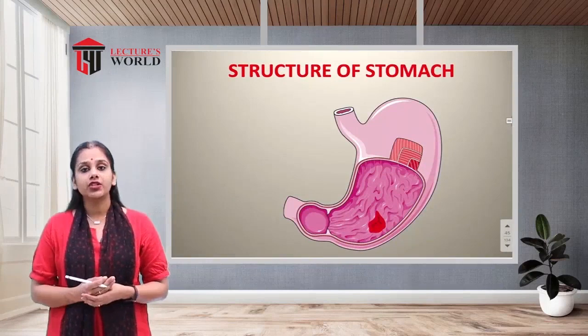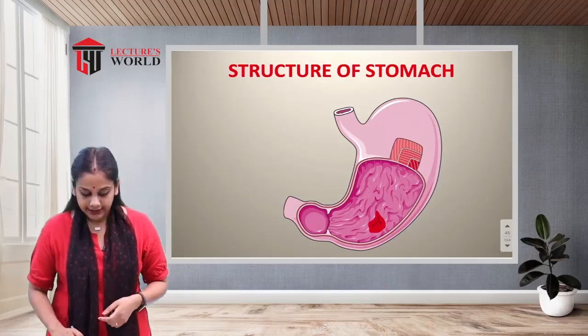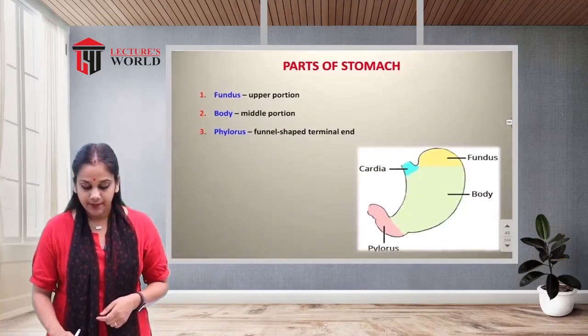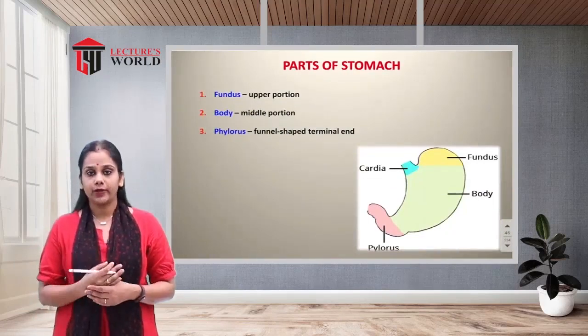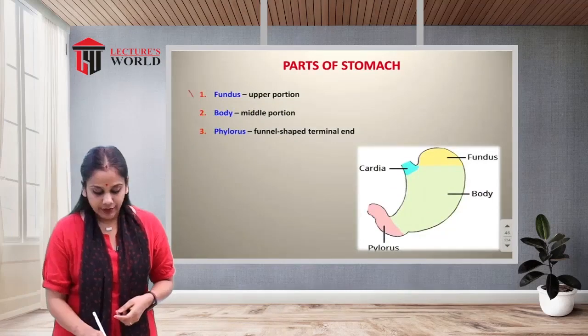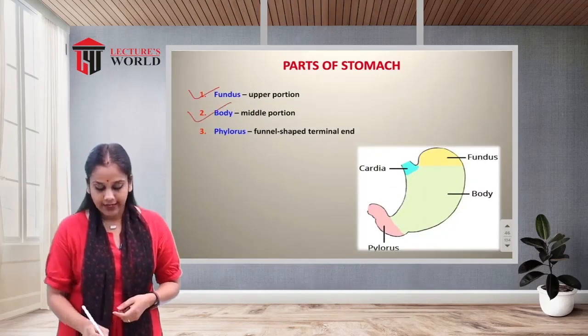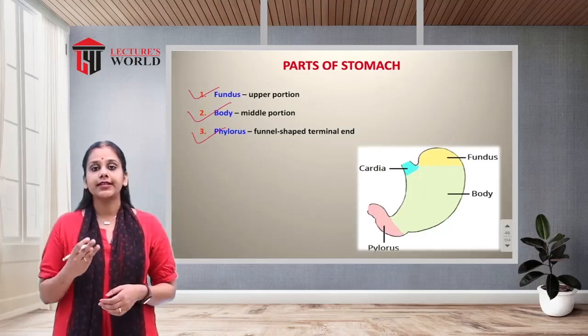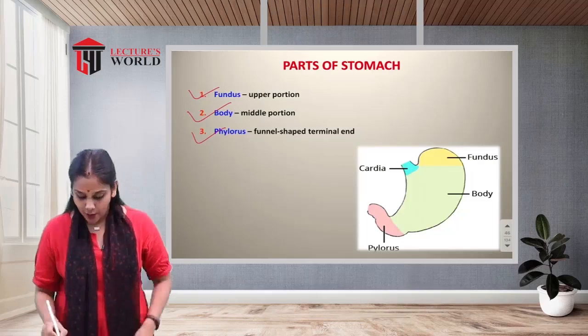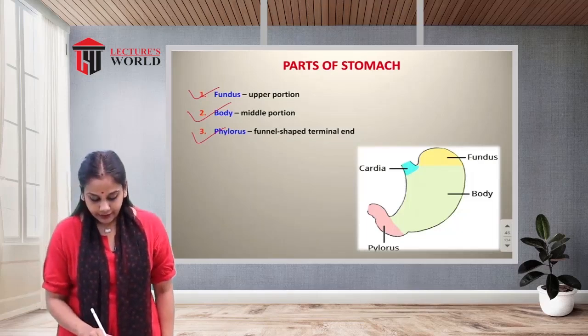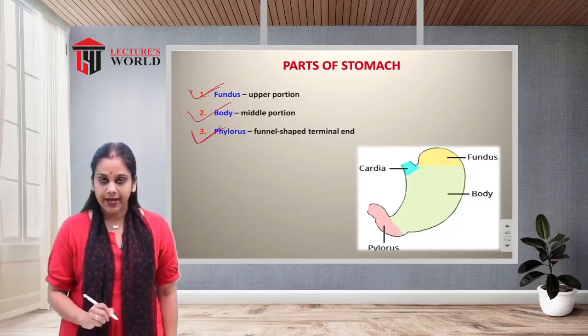Now we will see the structure of the stomach. There are 3 parts of the stomach. The first is the fundus, the second is the body, and the third is the pylorus. These are the 3 major parts of the stomach: the body, the fundus, and the pylorus.